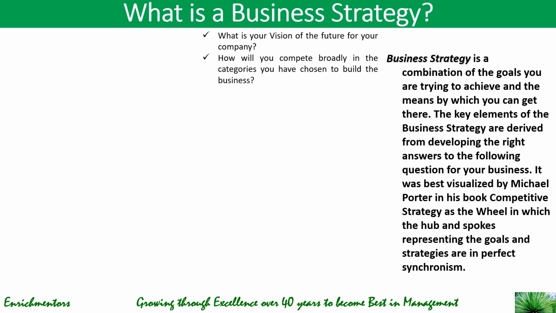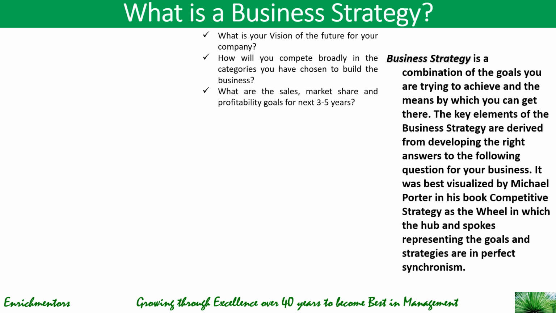The second thing that you decide, once you have the vision, which includes the goals, is how you would broadly compete in the categories that you have chosen to build the business. What that broadly talks about is being either differentiation, lowest cost, or focus. So, how would you broadly compete? The third question is, what are the sales, market share, and profitability goals for the next 3 to 5 years or 10 years, whatever time frame you choose? So you peg these sales, market share, and profitability.